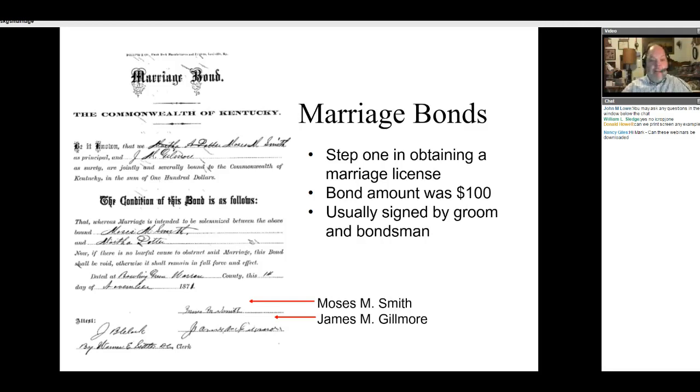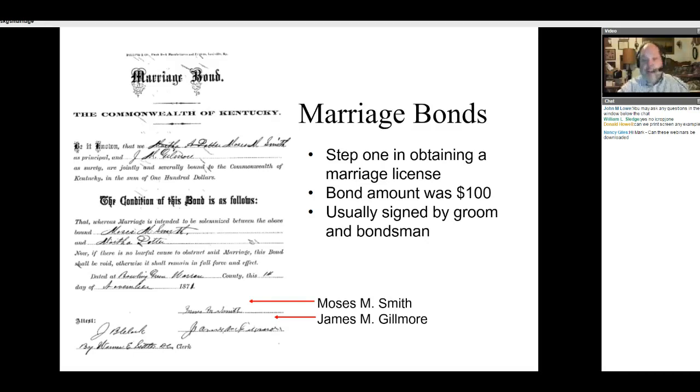He's going to be marrying. Moses Smith is the groom. He's marrying Martha Potter, and James M. Gilmore is the bondsman. You'll see on this bond there's the signature of Smith and Gilmore. The other information is provided by the groom. That's the front of the bond.